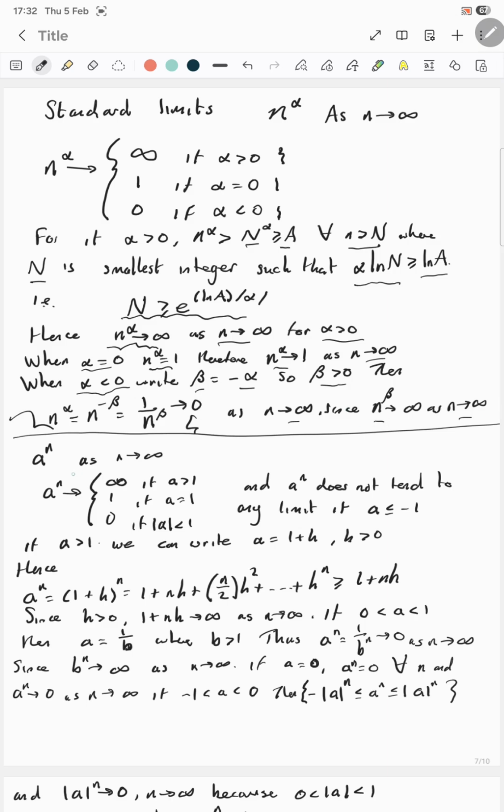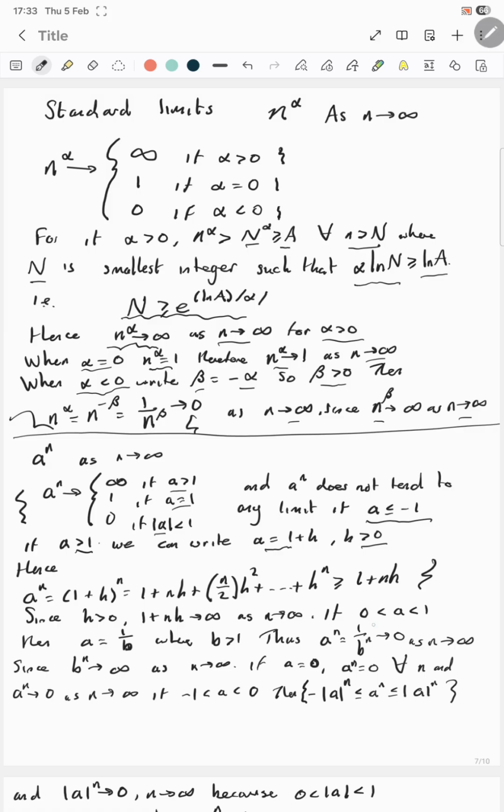Now with a to the n, as n goes to infinity, a to the n goes to infinity if a is greater than 1, 1 if a is equal to 1, and 0 if the magnitude of a is less than 1. And a to the n does not tend to any limit if a is less than or equal to minus 1. If a is greater than 1, we can write a equals 1 plus h, where h is greater than 0. Hence we get this sequence here.